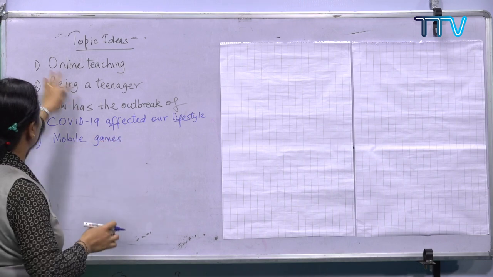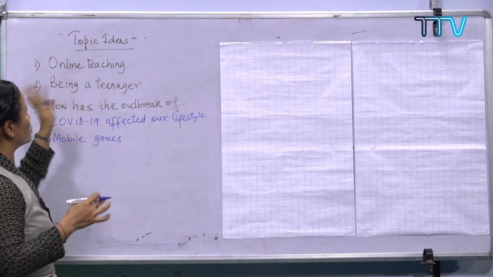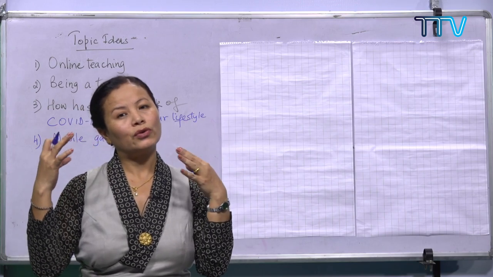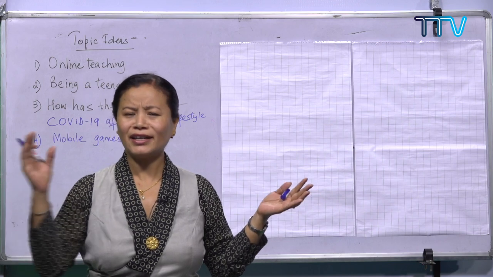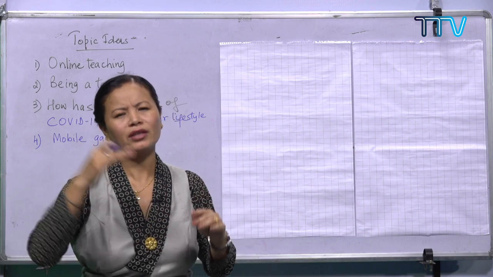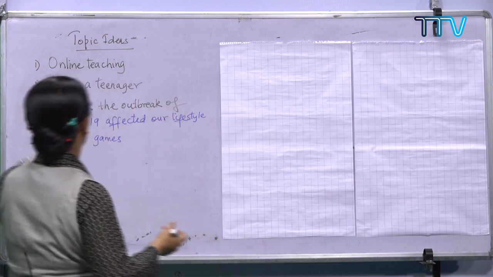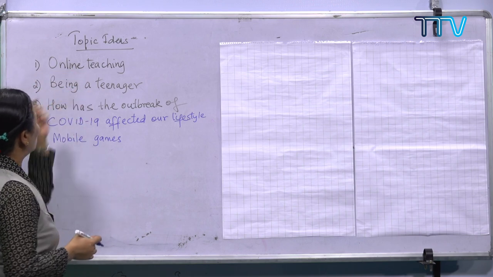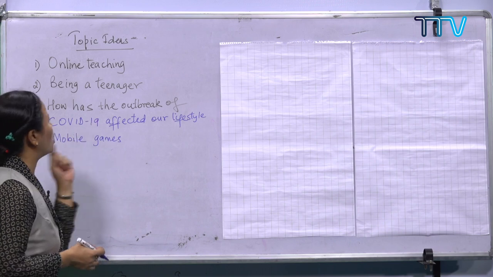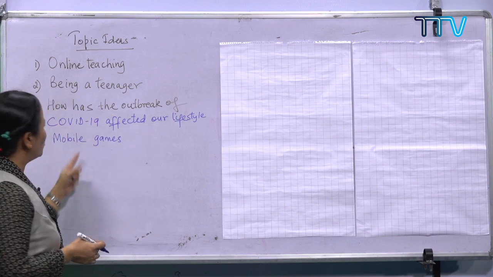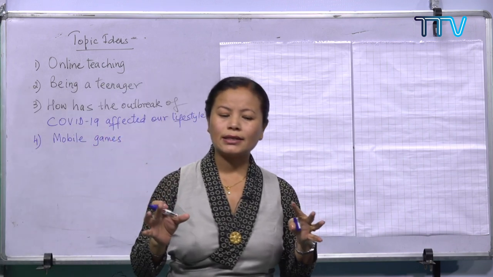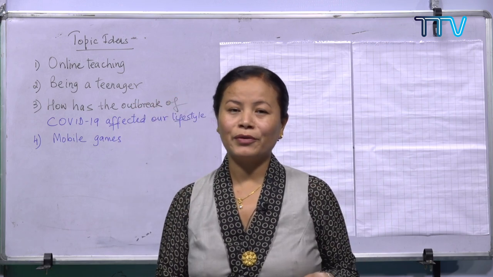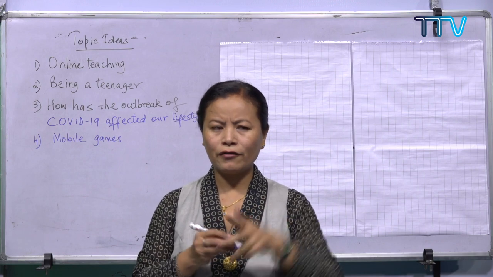We'll not take a lot of time for thinking on topic ideas, because right now whatever we are doing is within a time frame. When you do your own writing, you have the time, unless you are sitting for an exam. You have your time, so you can think of as many topics as possible. Meanwhile, right now I'm going to choose from these four topics: online teaching, being a teenager, how has the outbreak of COVID-19 affected our lifestyle, mobile games. You might also have some topics on your paper or in your book. You have a choice, right?